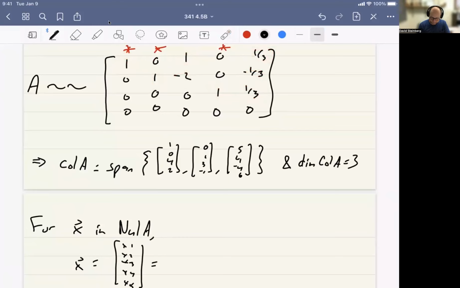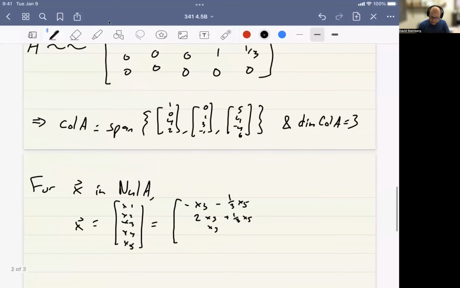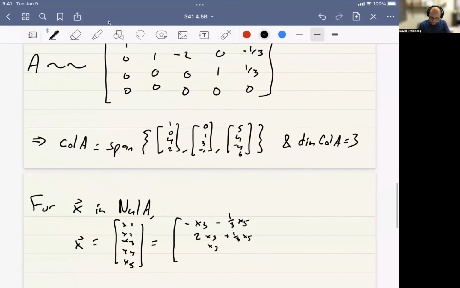So x1 ought to be negative x3 minus 1/3 x5. x2 looks like 2x3 plus 1/3 x5. x3 is free. I'm rapidly running out of room here. x4 is minus 1/3 x5, and x5 is free too.